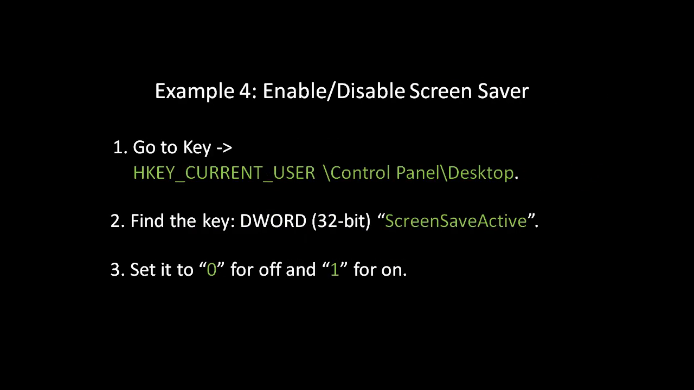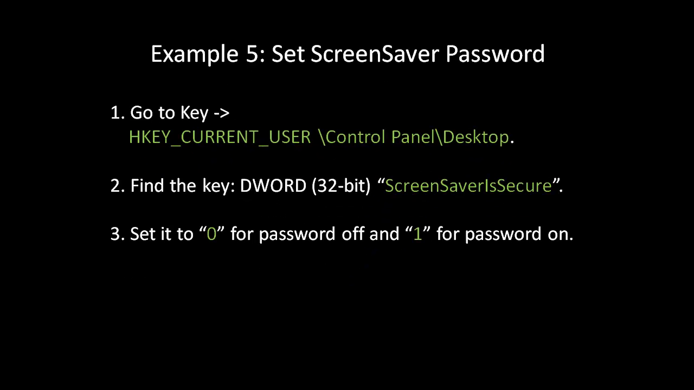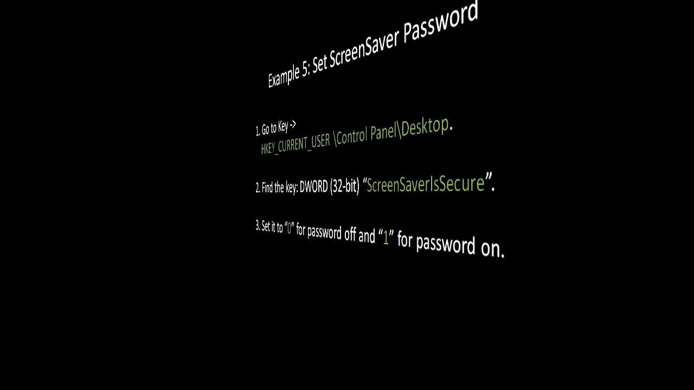Next, we're going to use the registry to either enable or disable the screensaver. To do this, we'll go to HKEY_CURRENT_USER\Control Panel\Desktop. We're going to look for a 32-bit DWORD value called ScreenSaveActive, and it's Boolean, so we can set it to 0 for off and 1 for on. And then we're going to use the registry to either enable or disable a screensaver password. We're going to go to HKEY_CURRENT_USER\Control Panel\Desktop. We're going to look for a 32-bit DWORD value called ScreenSaverIsSecure, and it's Boolean, so once again we can turn it off with 0 or turn it on with 1.